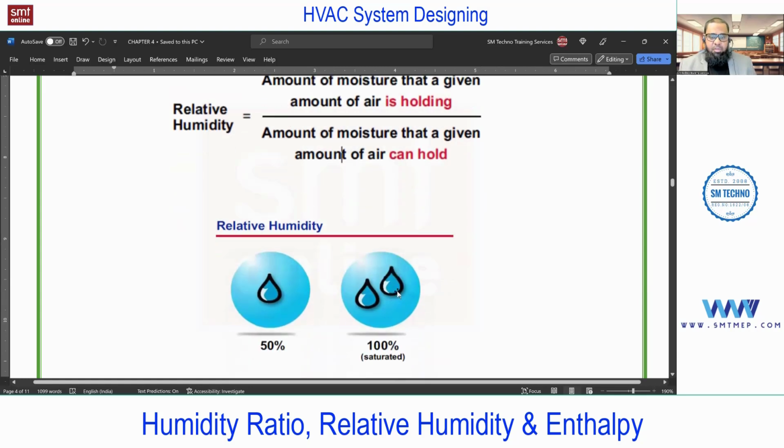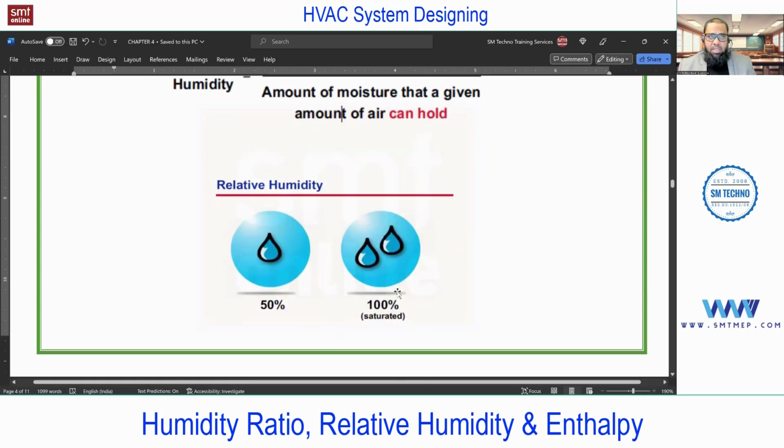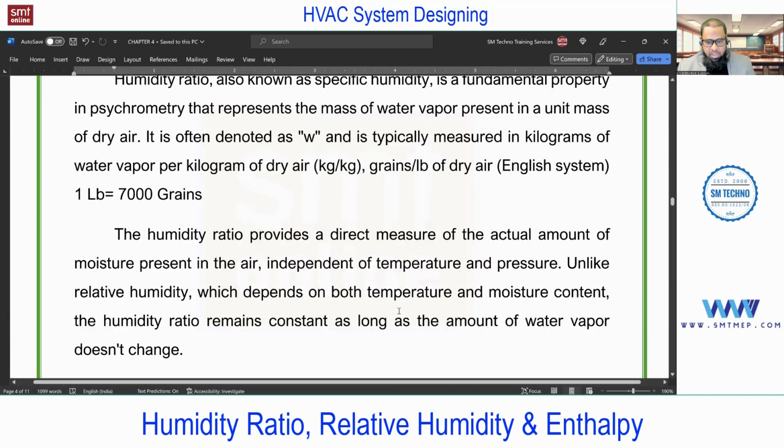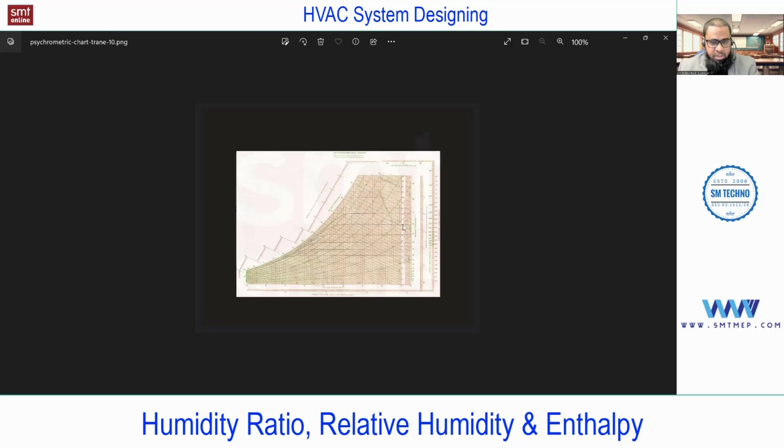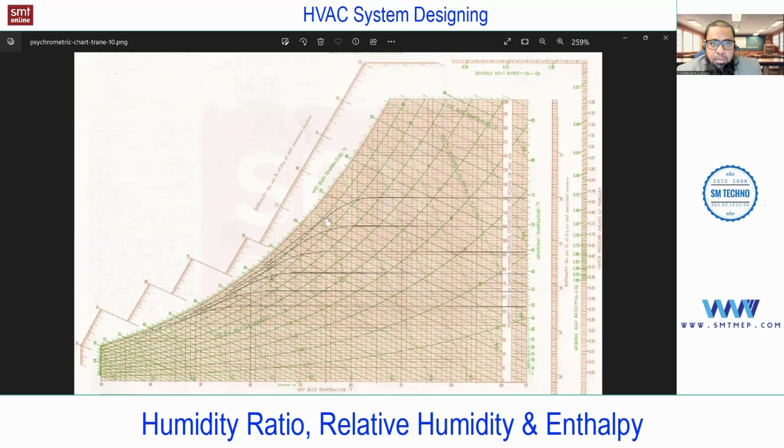This may be asked in an interview. So when the air is in saturated condition, meaning when the RH is 100%, the dry bulb, wet bulb, and dew point temperature values will be the same. Quickly, I'll show you. We'll learn how to use the psychrometric chart, but at this level, see this point.